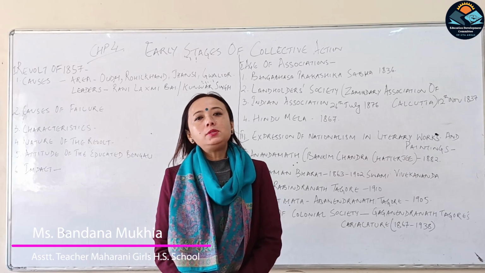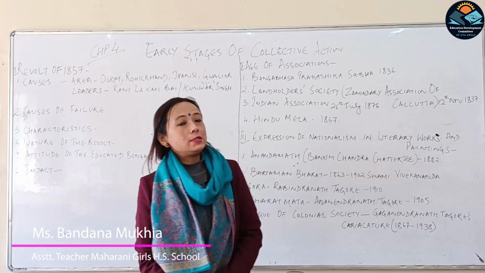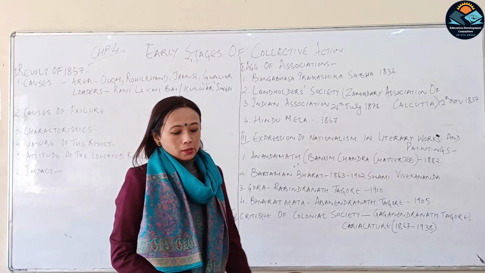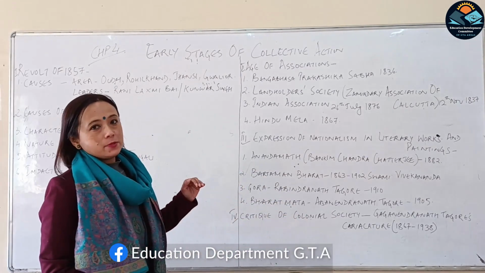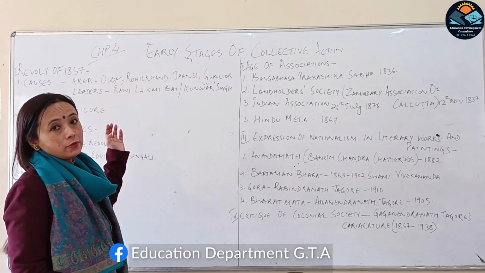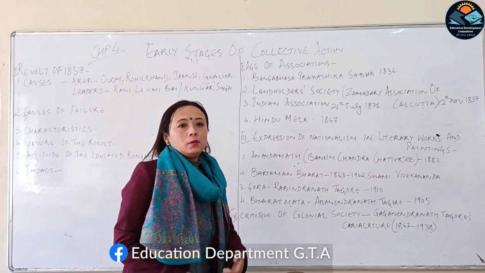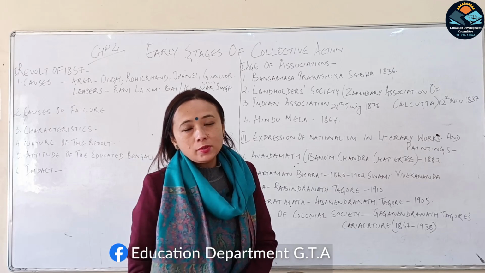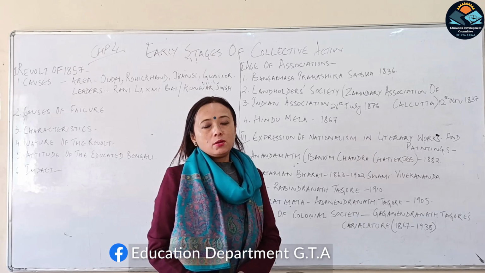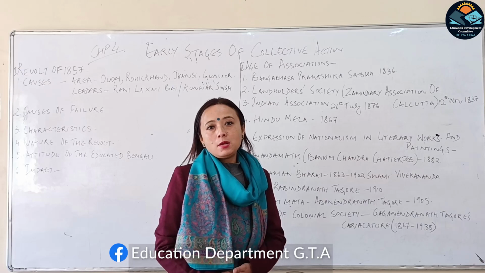Today I will quickly go over chapter 4, that is, early stages of collective action. In the first part of the chapter we shall study about the revolt of 1857. By this time, you all must have been acquainted with this topic. This topic is very familiar to you all. This will be a revision for you all.